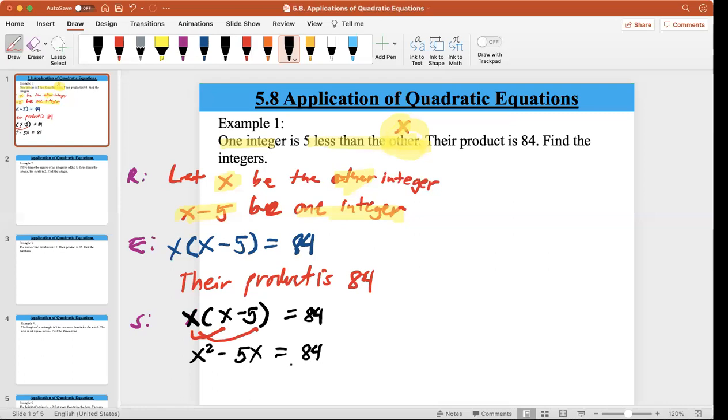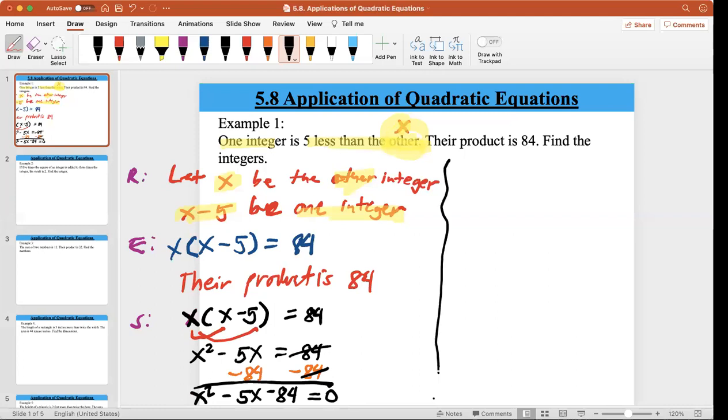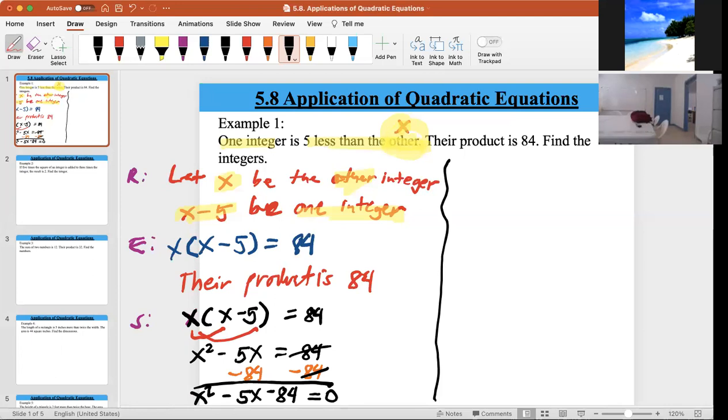But notice that this one is not in standard form because our right side is 84. We make that 0 by subtracting both sides by 84. Minus 84. And if we look at these three, they are unlike terms, so we cannot combine them. We simply copy each of the terms. We have x squared minus 5x minus 84 equals 0, because 84 minus 84 is 0. And now it's a quadratic equation in standard form written in ax squared plus bx plus c equals 0.